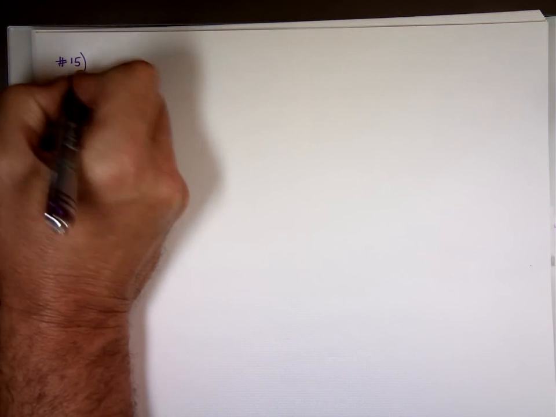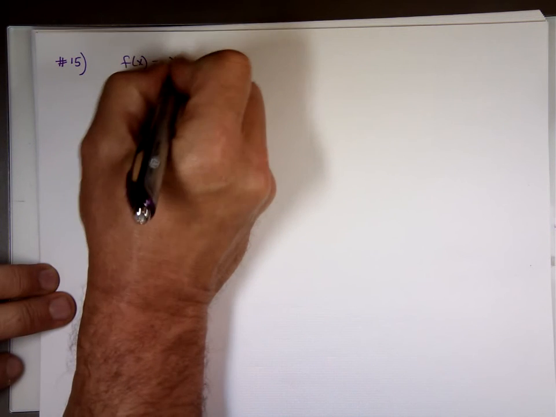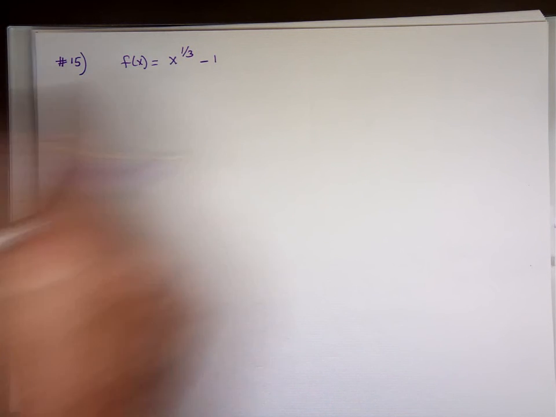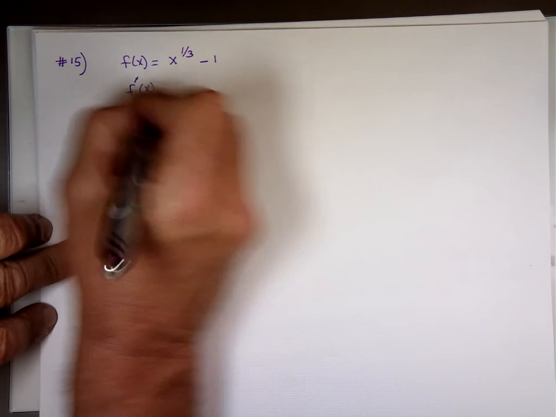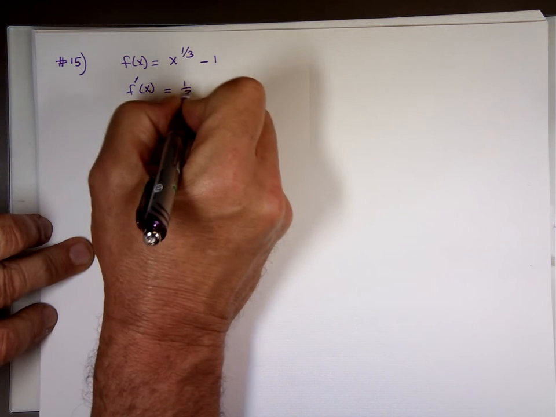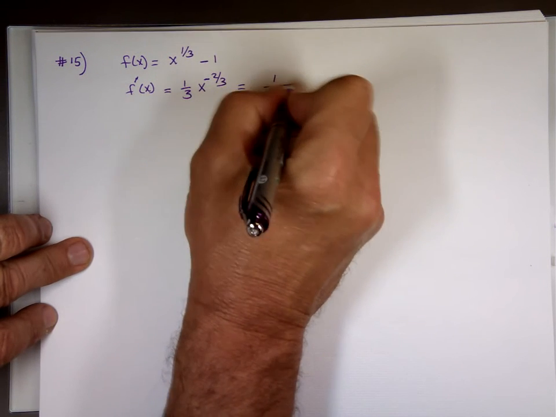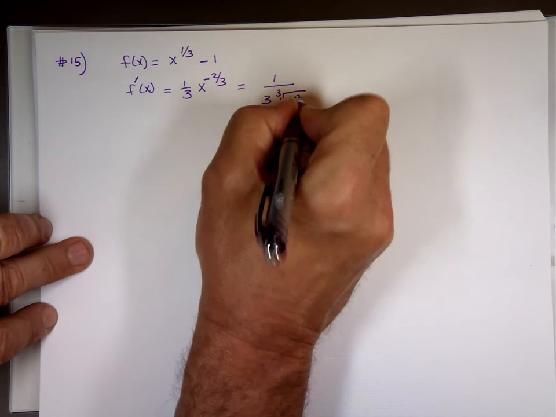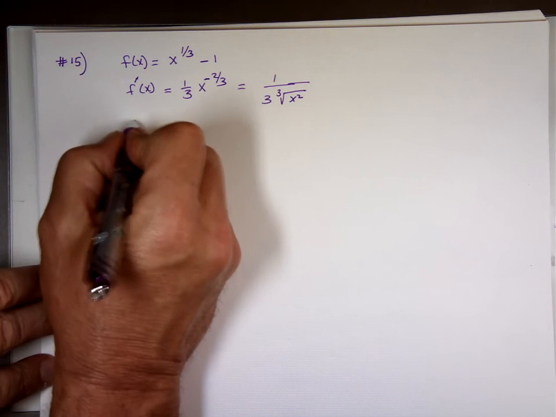F of x equals x to the 1/3. That's a deceiving one. It's not really that complicated, but you got to be careful with it. The derivative of that, because you might not see it, is what? 1/3 x to what power? Negative 2/3, which is 1/3 times the cube root of x squared, if you simplify it. So where's the derivative equal to 0? None.